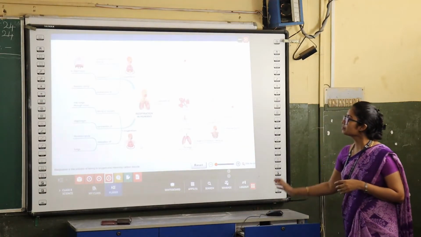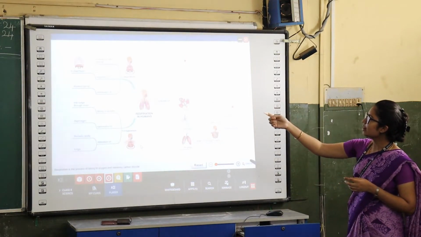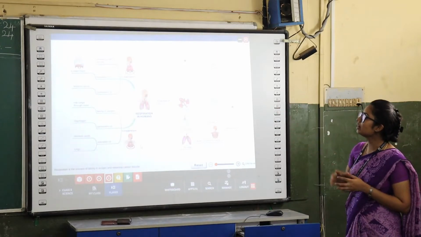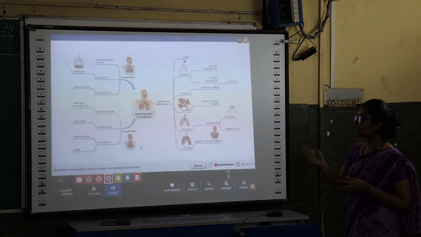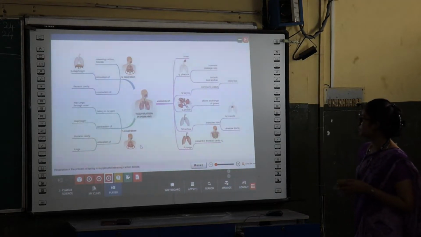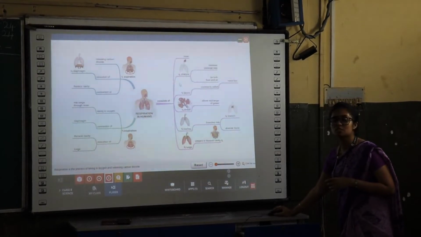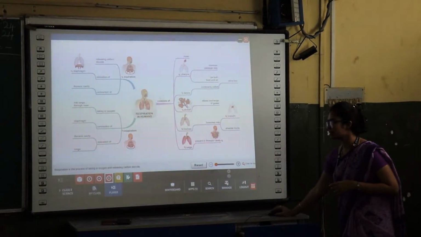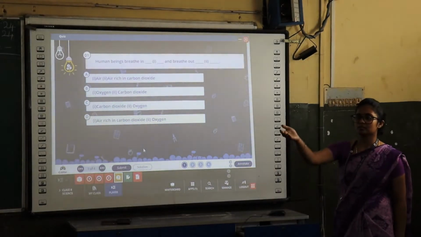This is the concept map. You can see expiration and inspiration. The diaphragm is relaxed while the expiration process takes place, and the diaphragm will contract during the inhalation. These are all the organs which are responsible for the respiratory system. Next, go ahead.